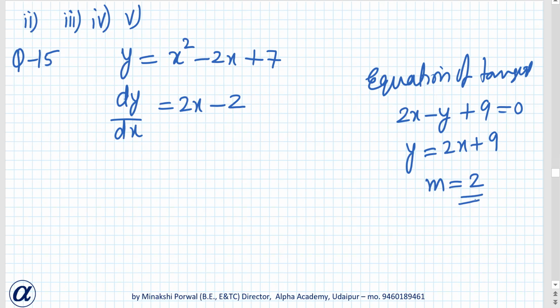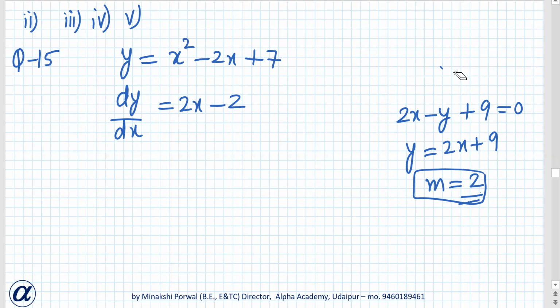Now we have to find the tangent parallel to this line. That means the slope of the line is the slope we use for the equation of tangent, because the tangent is parallel to this line. Okay. So actually this is not the equation of tangent. This is the equation of the line, basically. The given line is this.